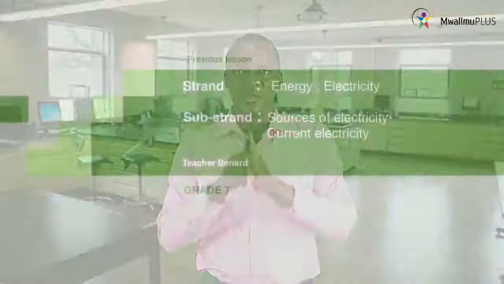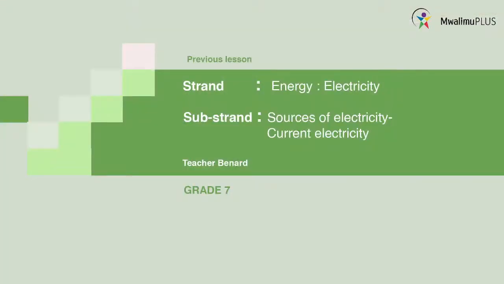Today, we are going to talk about energy. And under energy, we are going to talk about simple electric circuit. But before we talk about that, let us review the previous lesson, which was about sources of current electricity. Let us look at the screen.